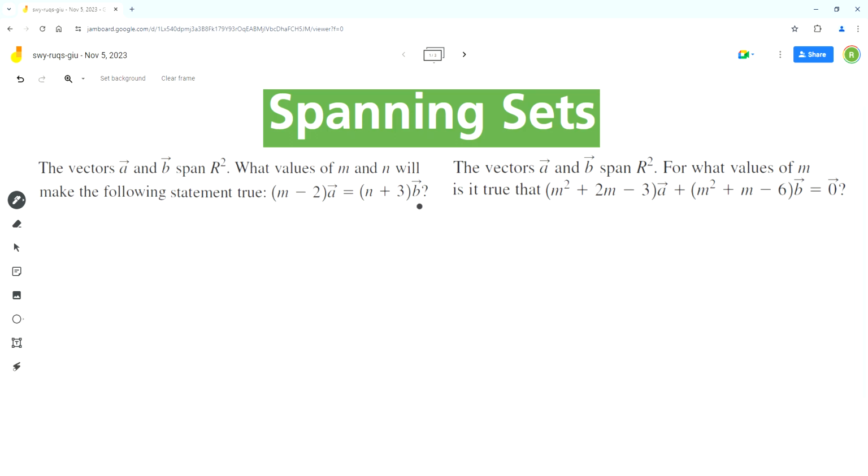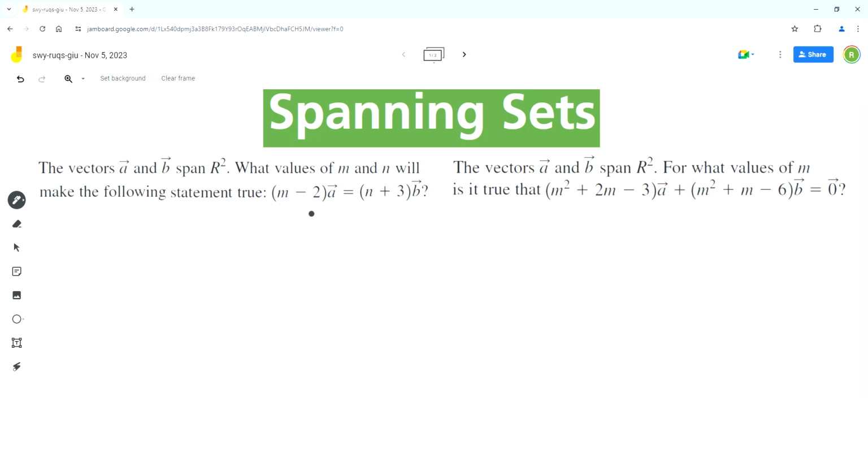First, let's analyze the given information that vectors A and B span R2. That means that vectors A and B are not scalar multiples of each other. So if we multiply one or both vectors by a constant, they won't become equal to each other. So we have to find the values of M and N that will make this vector equation true.